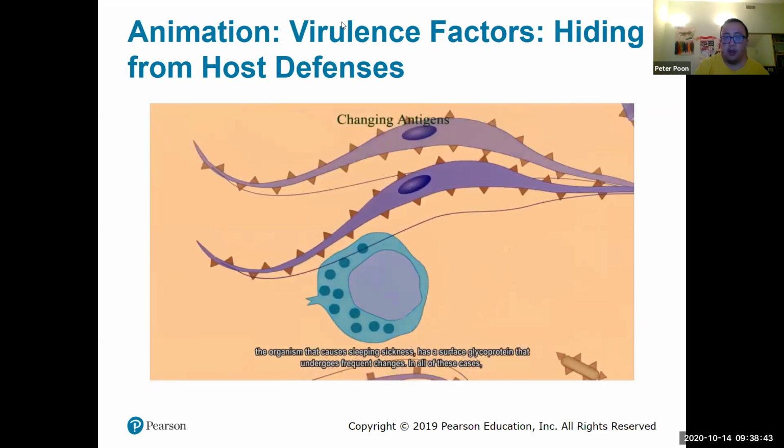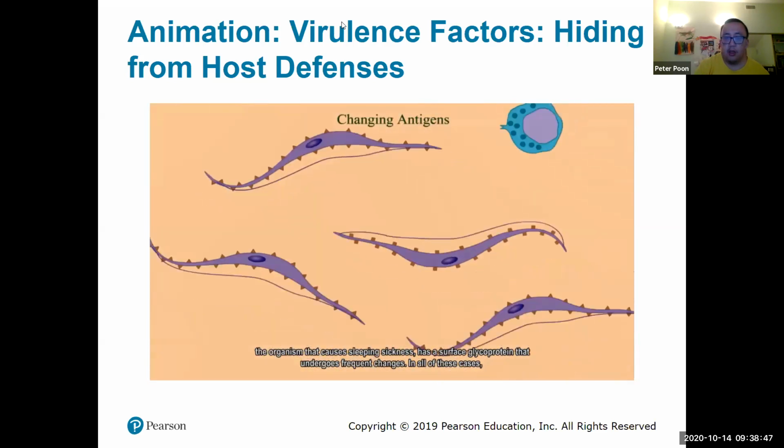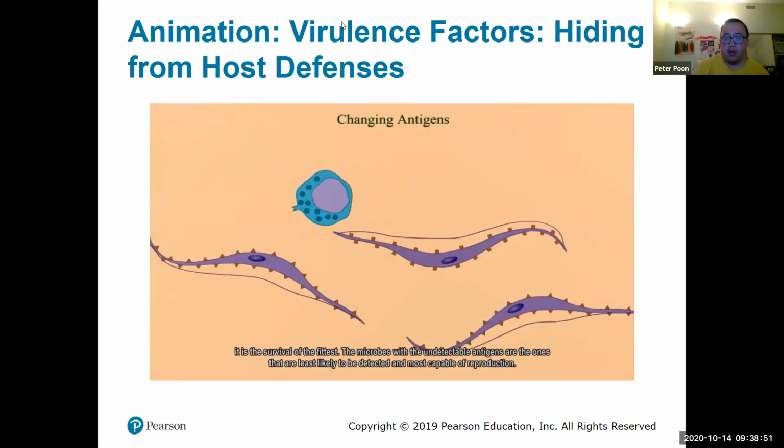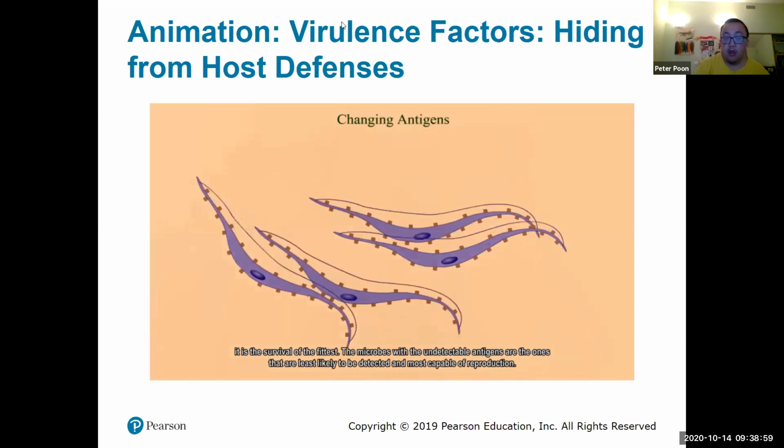RNA viruses such as influenza virus or HIV frequently exhibit antigenic variation on their surfaces. Trypanosoma, the organism that causes sleeping sickness, has a surface glycoprotein that undergoes frequent changes. In all of these cases, it is the survival of the fittest. The microbes with the undetectable antigens are the ones that are least likely to be detected and most capable of reproduction.